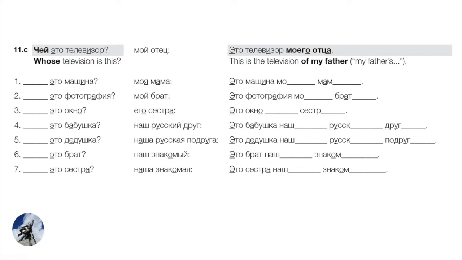Okay, number six, whose brother is that? Чей это брат? Let's say of our male acquaintance. Okay, now знакомый is an adjective. We've got to put a genitive adjectival ending on that. Это брат нашего знакомого. Okay, same thing with наша знакомая, just now the feminine version of that, right? Our female acquaintance. Чья это сестра? Whose sister is that? This is the sister of our female acquaintance. Это сестра нашей знакомой.